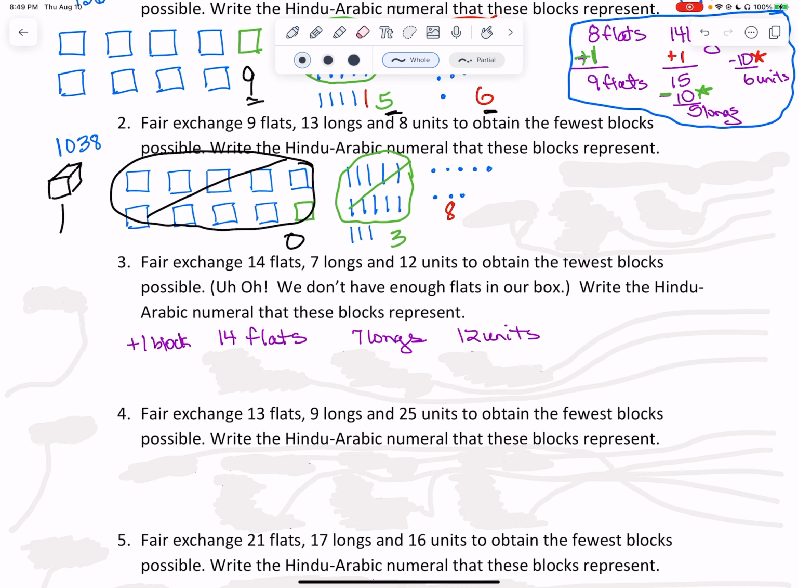But this is how you get your students to go from the concrete to abstract. You make it so that the concrete breaks down. You just don't have enough. So that's what we're going to do. We've got 14 flats. Oh, I've cheated. I'm showing you that we're eventually adding. I've got 14 flats, 7 longs, and 10 units. So I'm going to come in here and subtract my 10 units. I'm going to trade out the units for 1 long.